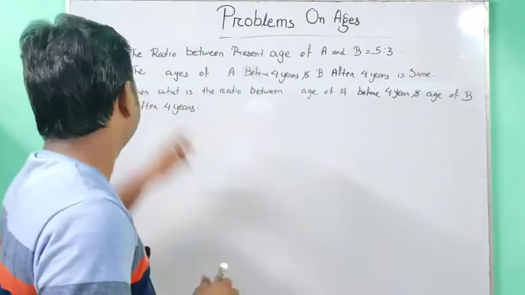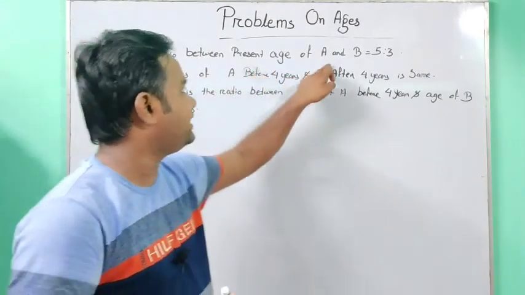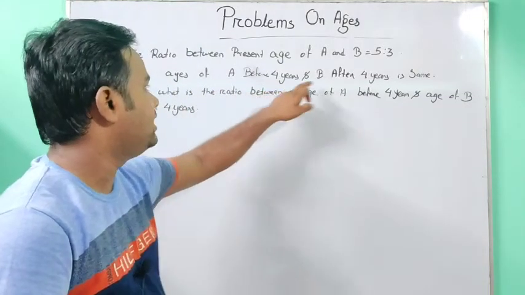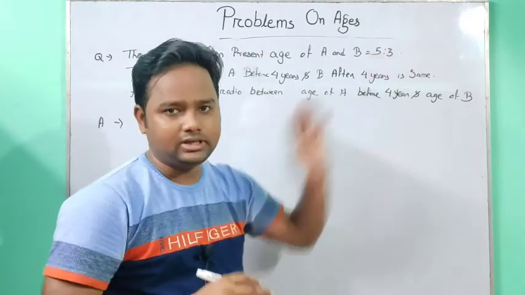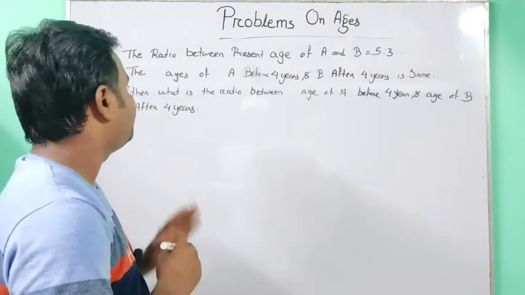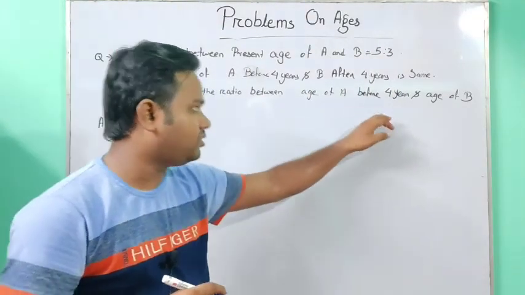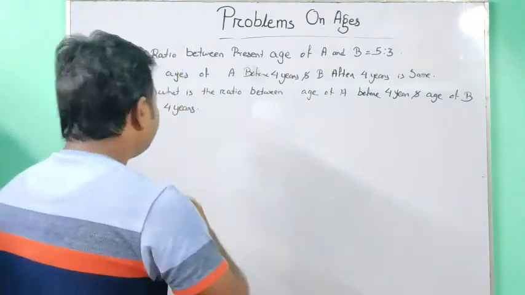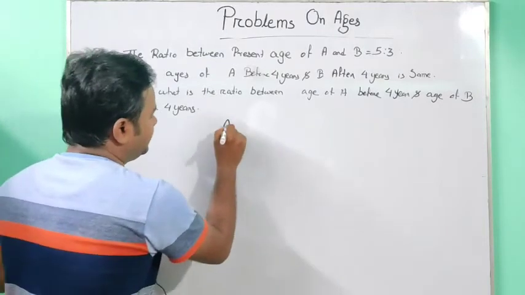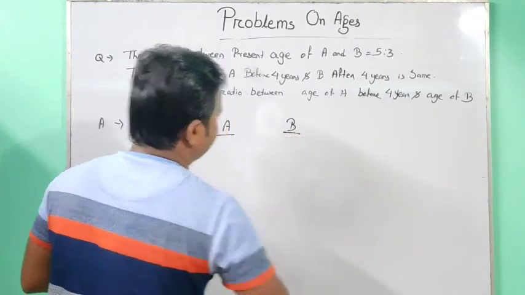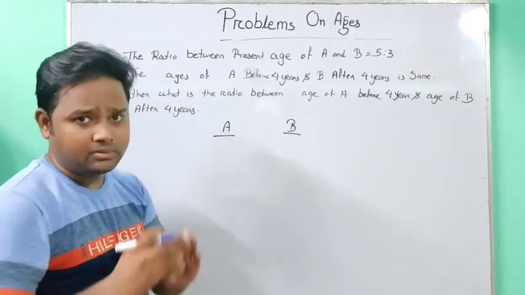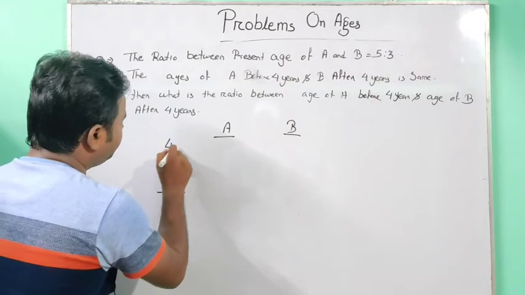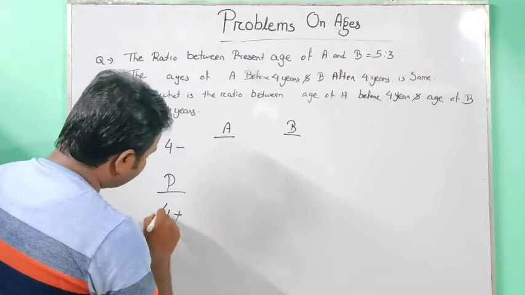The next question: the ratio between the present ages of A and B is 5:3. The age of A before 4 years and the age of B after 4 years is the same. Then find the ratio between the age of A after 4 years and the age of B before 4 years. This is an interesting question. Here two persons, A and B, are given, and three types of ages are given: the present age, the age before 4 years and the age after 4 years.